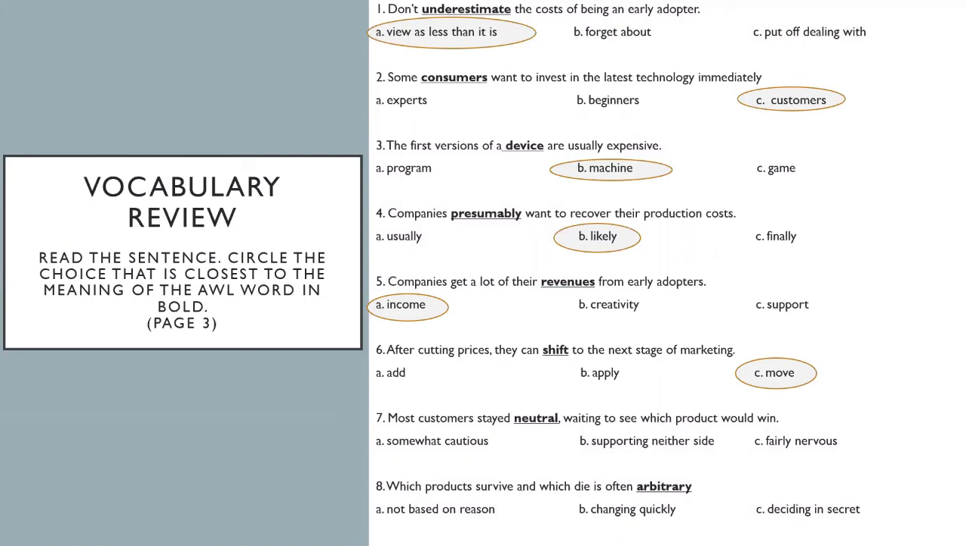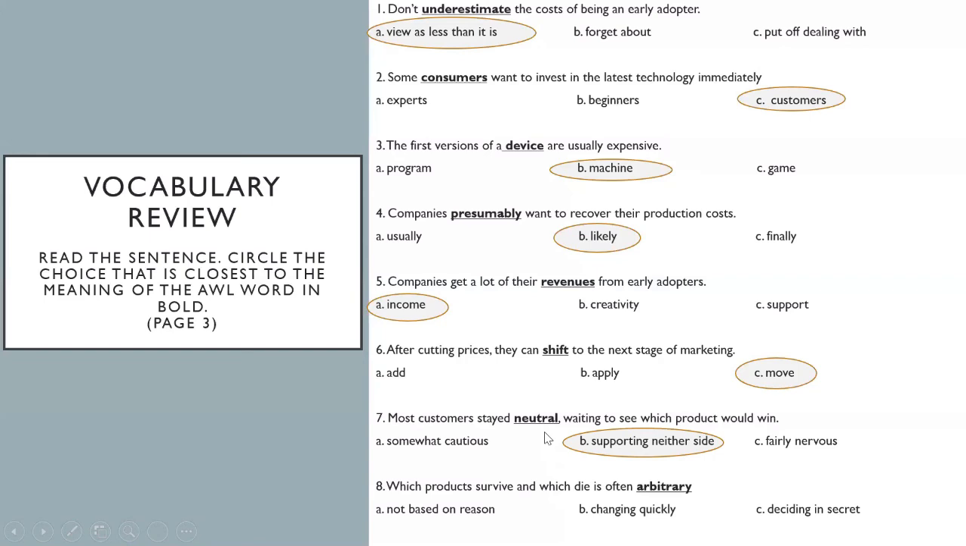Number 7, most customers stayed neutral, waiting to see which product would win. Neutral means supporting neither side. You are not supporting anything. For example, the discussion we just had, you had to choose either affirmative or non-affirmative, whether you were supporting buying technology or not buying technology. Maybe someone said, I don't support anything. That means you were neutral. You were not supporting anything, okay?